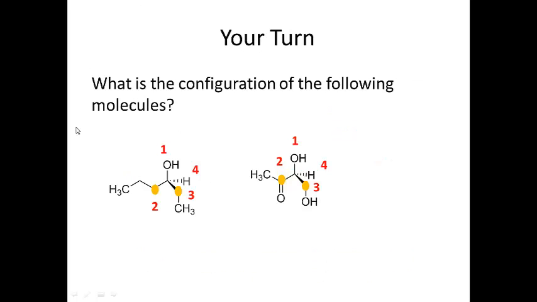Alright, so here's your turn. Can you tell me the configuration of these molecules? I made it easy because 4 is on the dash. That means it's already pointed away from you. So looking at 1, 2, and 3, can you put this molecule in the steering wheel configuration, where you only see the top 3 groups and you don't see the 4th group? And can you determine the configuration? Well, before you do that, you have to determine the priority, which I've already done here. So your job is to put it in the steering wheel configuration, and then determine whether it's R or S.